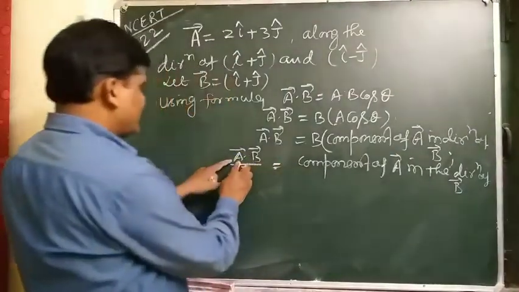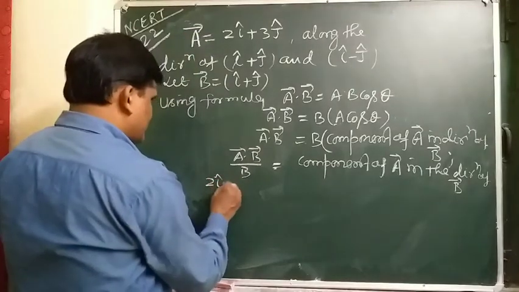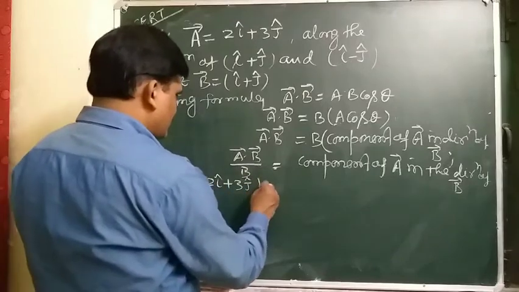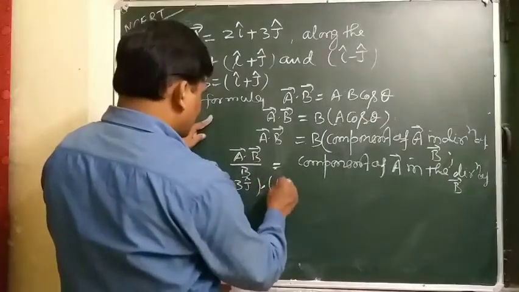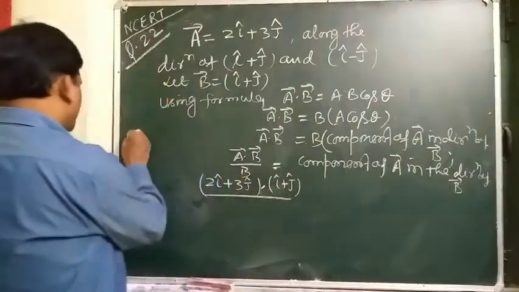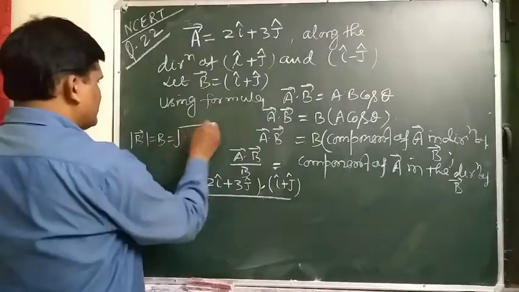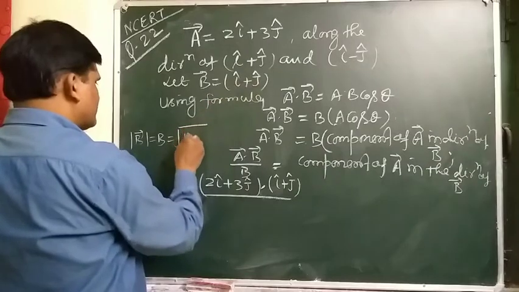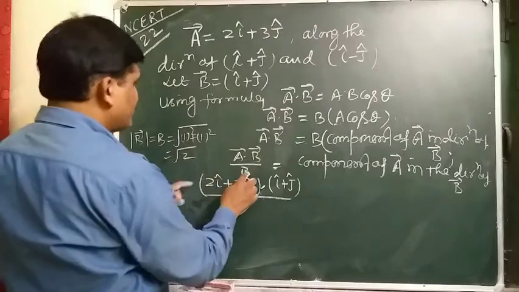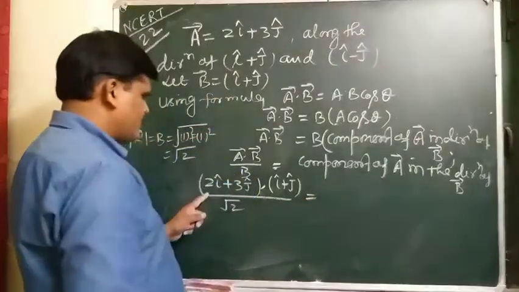So student, vector a dot vector b, vector a which is given is 2i cap plus 3j cap, clear, dot vector b, that is what, i cap plus j cap. And here mod of vector b, you know that mod of b is what, 1 square plus 1 square, that is under root 2. So b can be written as under root 2. And student, now multiply this.